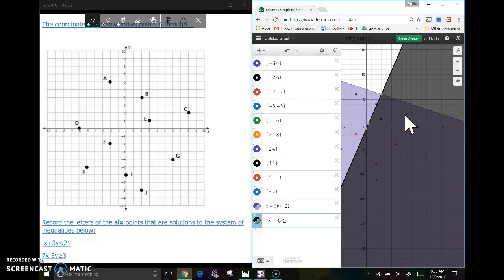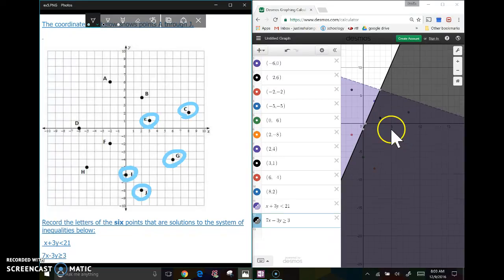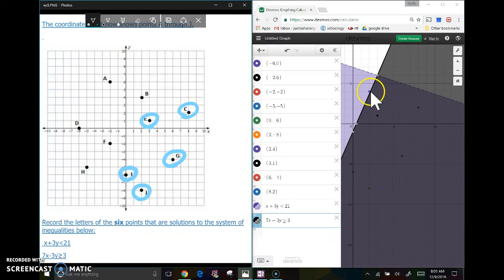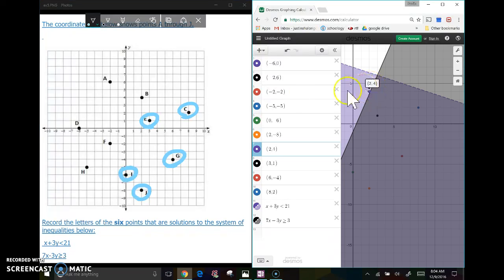We've got I is a solution now, J is a solution, G is a solution, C is a solution, and E is a solution. And it does not look like this 2, 4, B, is a solution because it's outside of the darkened area.